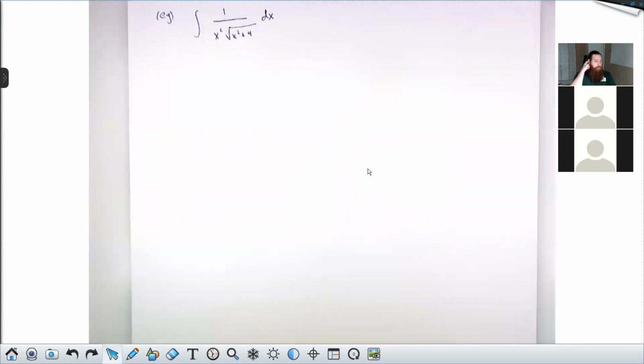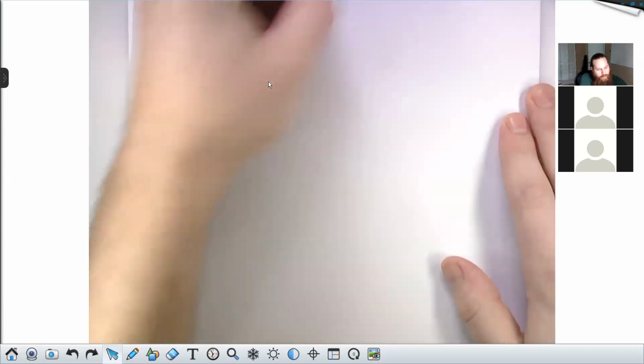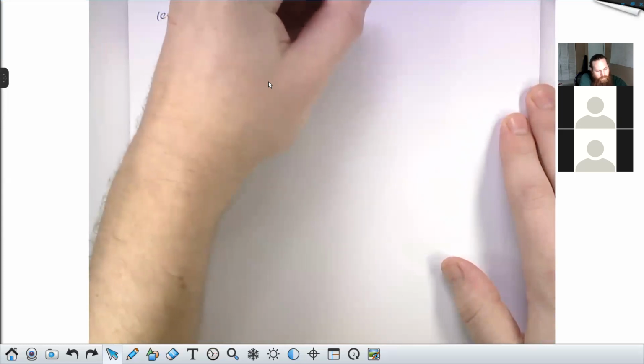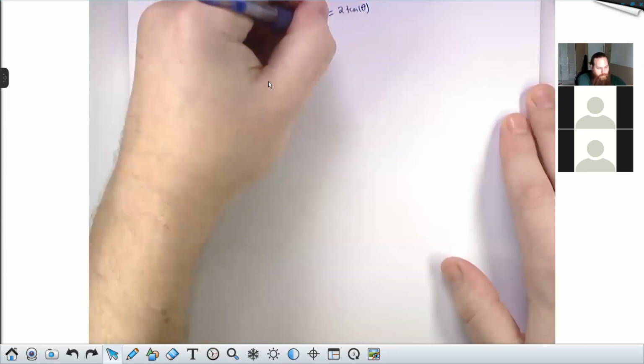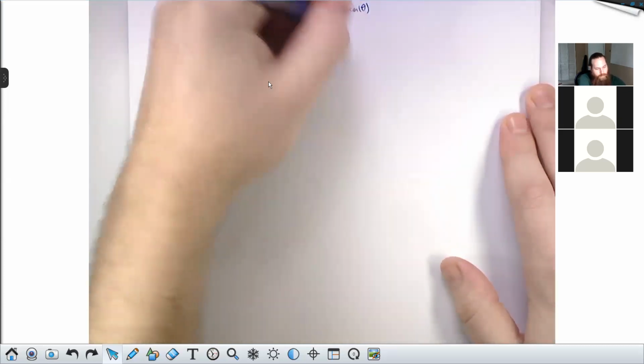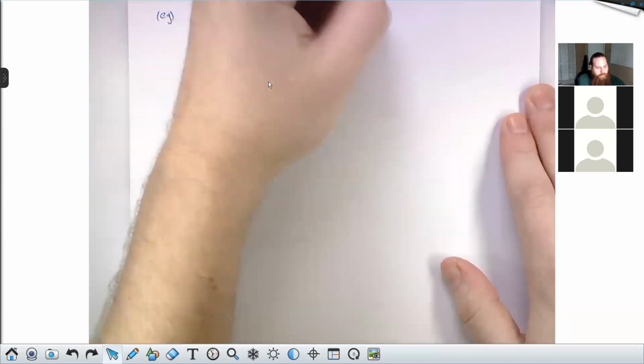All right. So here, the square root that I have that I want to simplify is this guy. And he has the plus in him. So this is like a u squared plus a squared, where u is just x and a is 2. So I'm going to substitute x equals 2 times the tangent of theta, which means dx would be 2 times secant squared theta d theta.